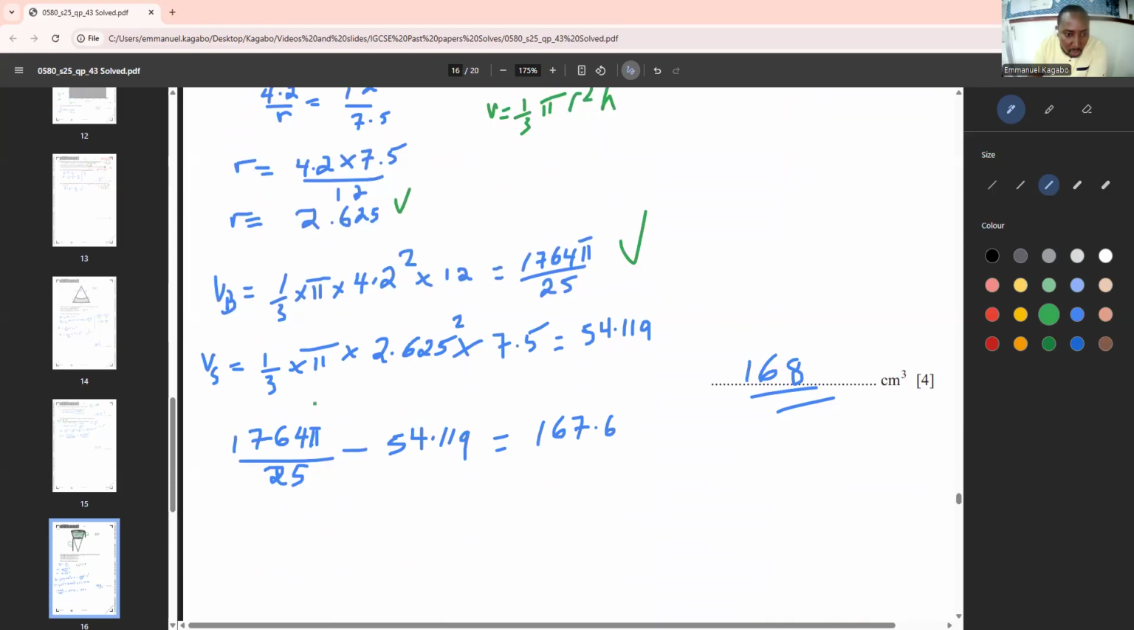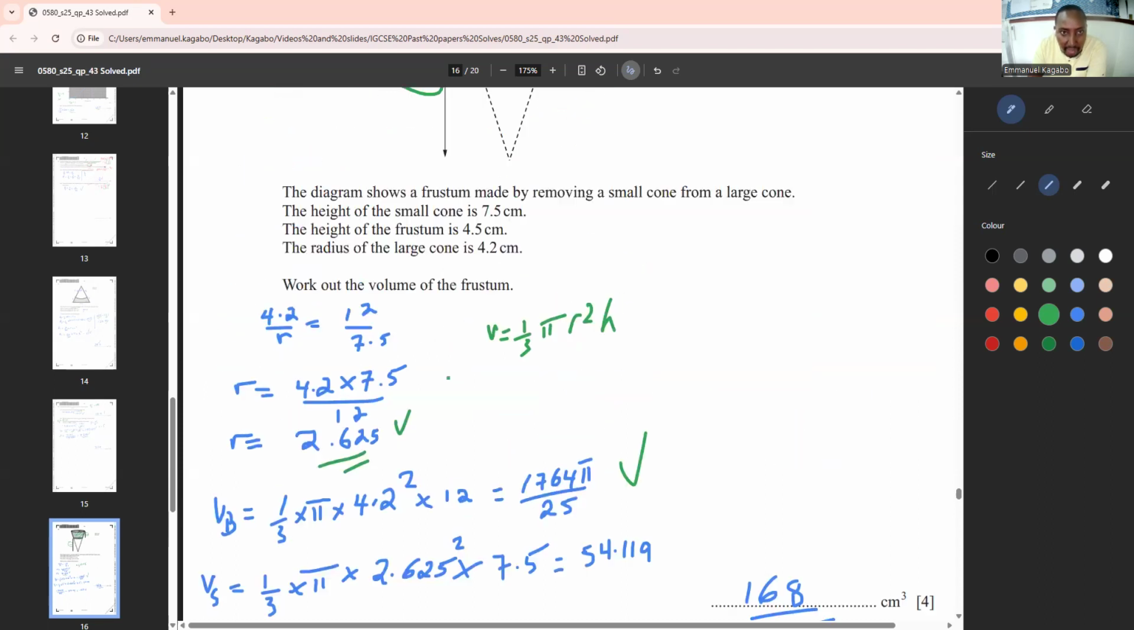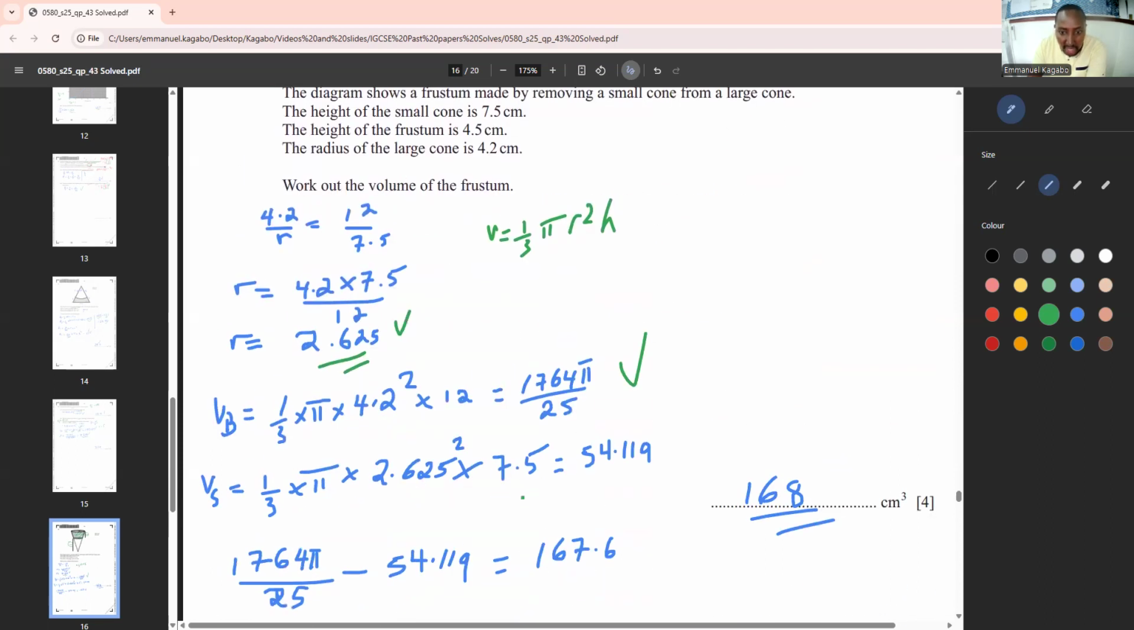What's the volume of a small cone? 1/3 times pi times the radius of a small cone, the one we got here, squared, times 7.5, because it's the height of our small cone, and that gives me this. So the volume of frustrum is going to be the volume of a big cone minus the volume of a small cone, and gives you this.